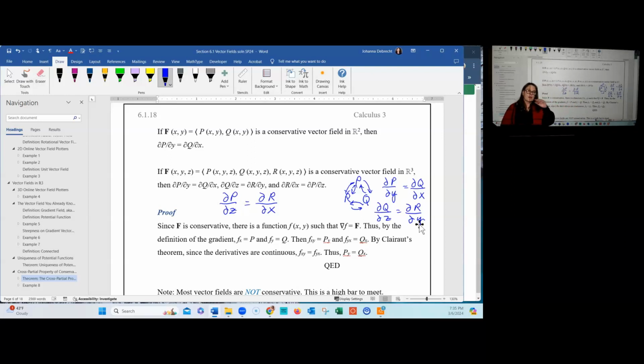And again, being a conservative vector field is a very high bar. Most vector fields are not conservative. You may wonder why we study them so much, and the reason is there are lots of physical systems, such as gravitational fields and a static charge in an electrical field, that we study a lot, and these are conservative vector fields. So we study them because they apply to situations that we often want to model.